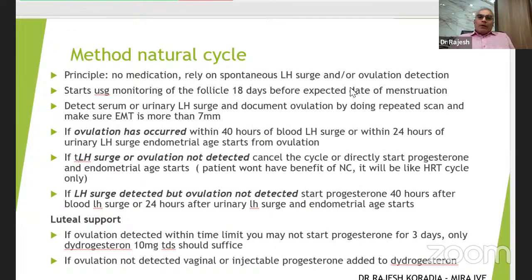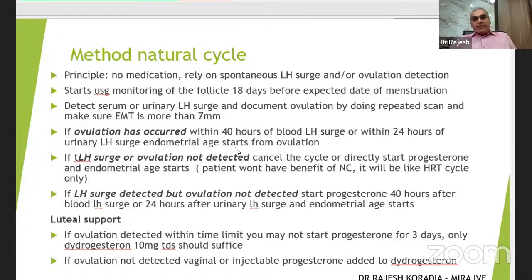Now, how is a natural cycle done? The principle of the natural cycle is that no medication is used, and we rely on spontaneous LH surge and/or ovulation detection. Start USG monitoring of the follicle 18 days before the expected date of menstruation. Keep doing urinary LH surge or serum LH level and E2 level, and document ovulation by doing repeated scans, and make sure that the endometrial measurement is more than 7 mm.